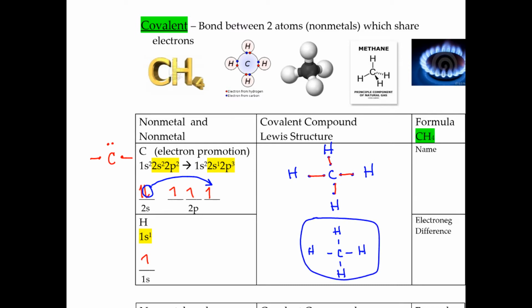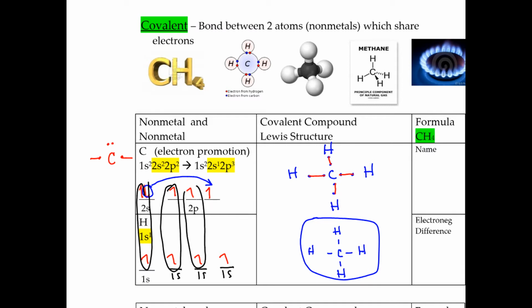Okay, so what you could draw here is another 1s for each H. So there are 4 H's. They each have a 1s1. And what you're going to do is share between the electrons. So these are going to share. This one is going to share here. This is going to share here. This one's going to share. And this one's going to share. And so you have 4 shares going on for the carbon between the 4 hydrogens. All right, so we know the name of this is going to be methane.